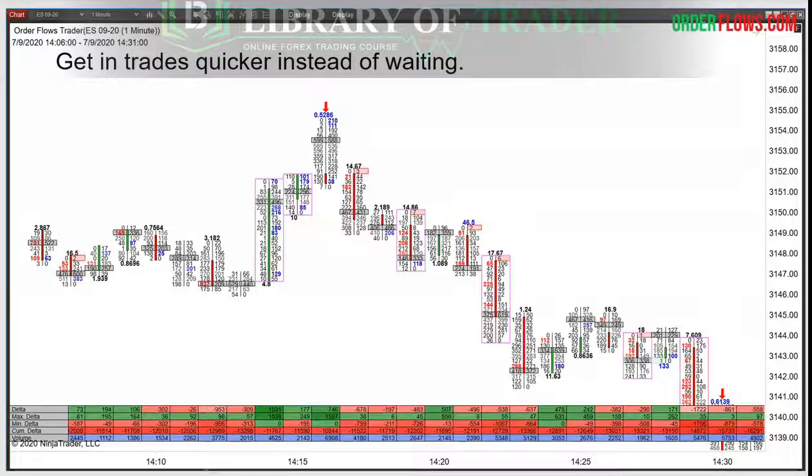I've got to wait for confirmation. And by the time you get confirmation, a third to a half of the move is over. And this is a perfect example.